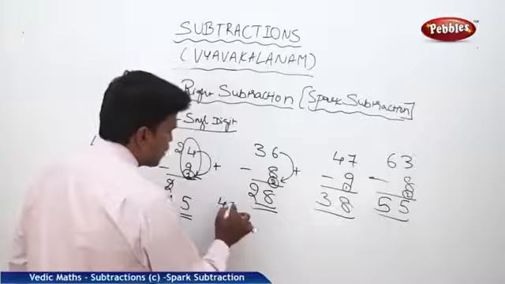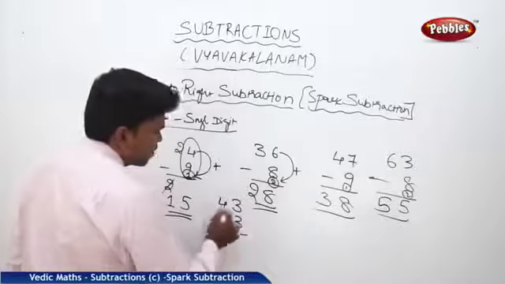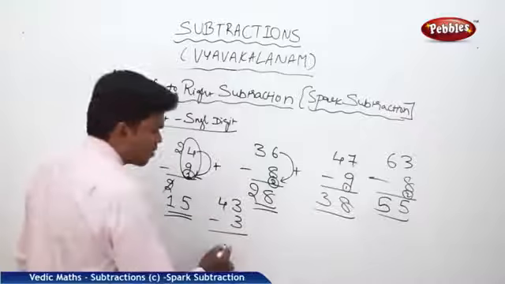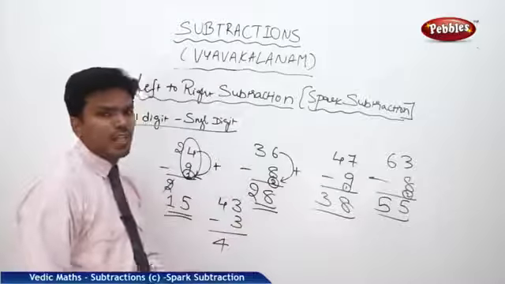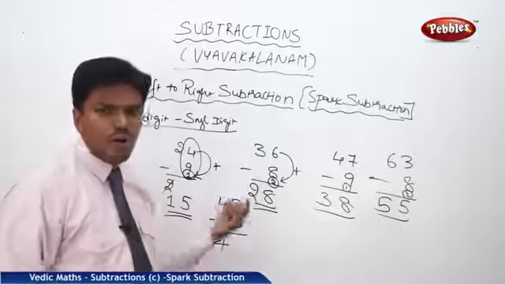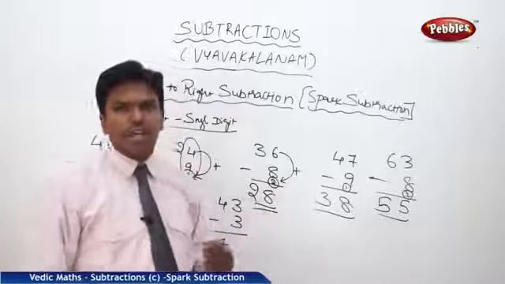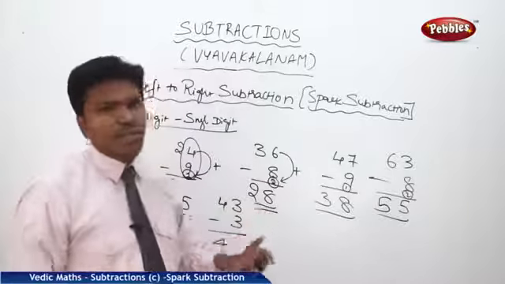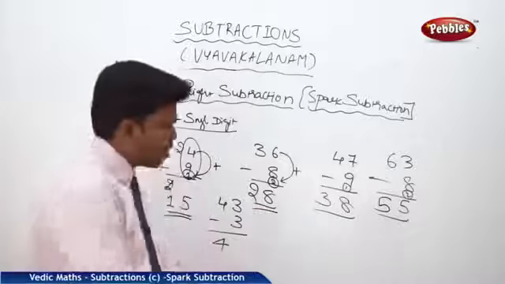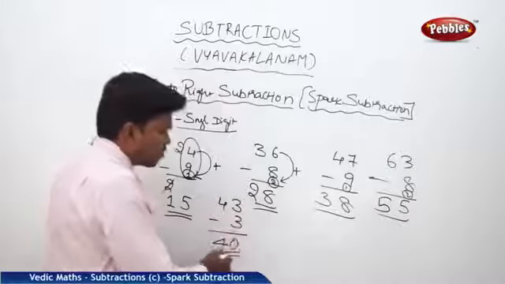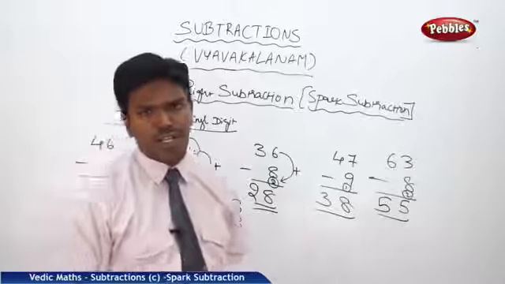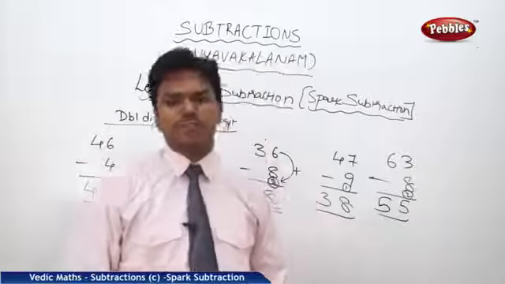Suppose 43 minus 3. So 4, just drop it as it is. Why? Because the next number is match only. If both the numbers are the same, top and bottom, they are match only. So 3 minus 3 is 0. So directly you can write the answer as 40. So like this we can do double digit minus single digit.